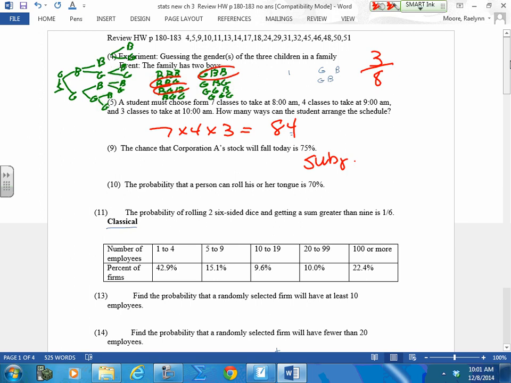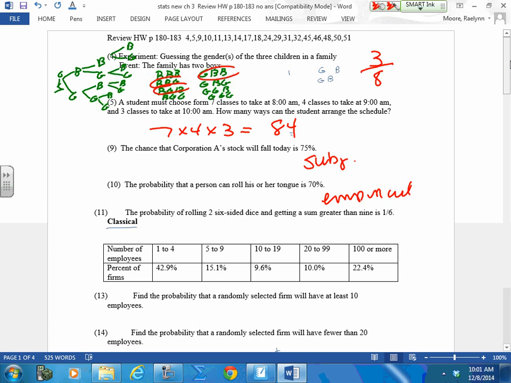The probability that a person can roll his or her tongue is 70%. No, that's empirical. How do you think they came up with that? Well, maybe they're asking people in this room, can you roll your tongue, yes or no? So out of 24 people, say 8 people say yes. 30% of my class says they can roll their tongue. Now a different group of people come in, and I ask them, and about 24 said yes. That's my experimental part.